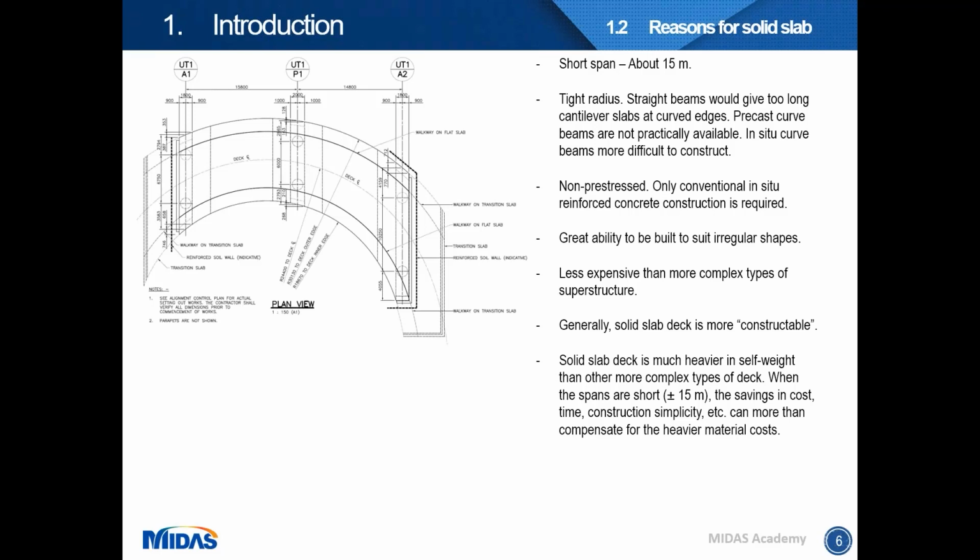However, one shortcoming of the solid slab is that it is much heavier in its self-weight compared to other types of deck. But when we look at all these benefits, the savings in the cost, the time, and the construction method can more than compensate for the heavier material cost.